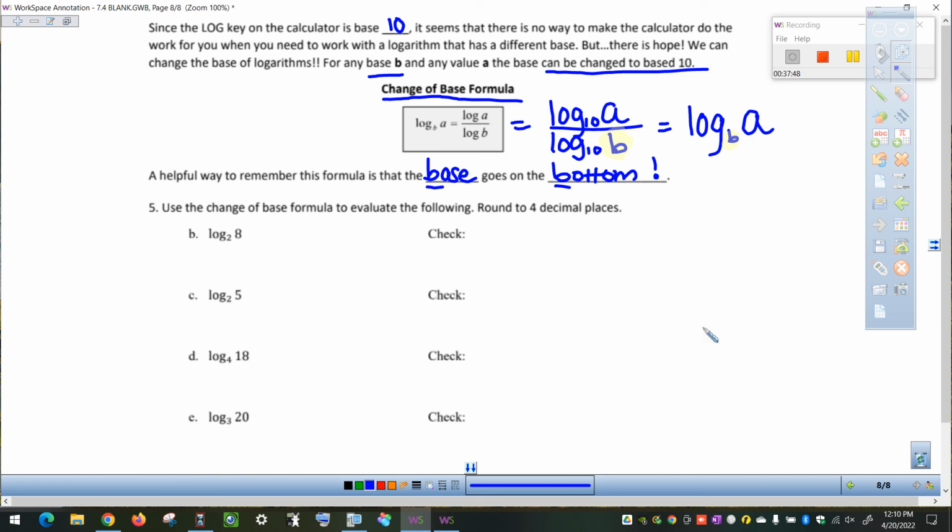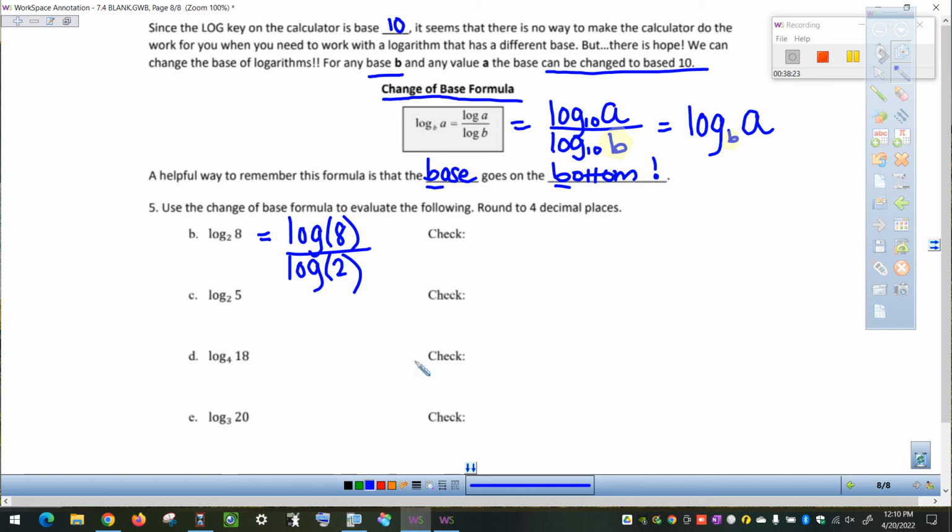All right, so we're going to put the formula to the test. We're going to see if this really works. I wanted to begin by giving you one that we're familiar with, because we already know the answer to log base 2 of 8 is supposed to be 3. So if we put it into the change of base formula, it's going to turn into log base 10 of 8 divided by log base 10 of 2. You don't have to write the base 10, but that's really what it is.